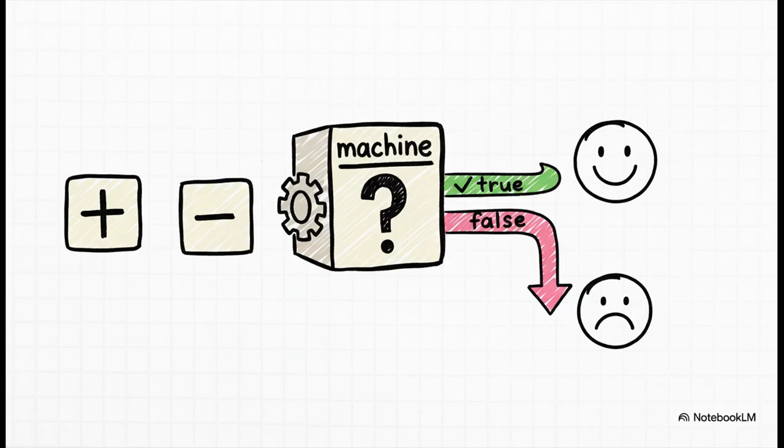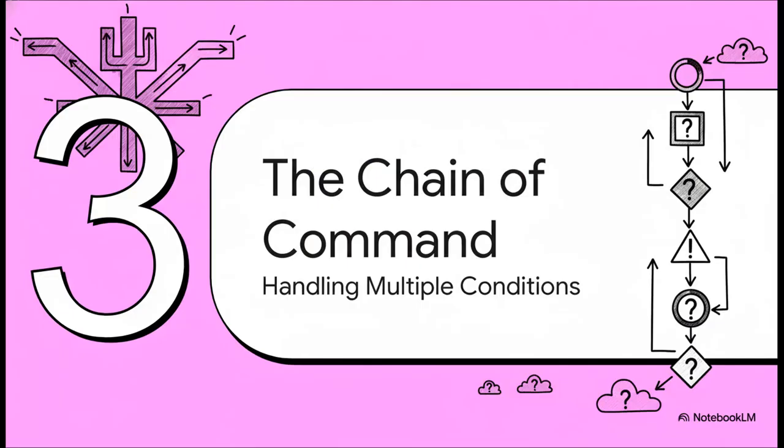A choice was made. Now that simple fork in the road is awesome, but let's be honest, life is usually more complicated than just two options. So what do you do when you have a bunch of different possibilities? For that, we need to build a chain of decisions.